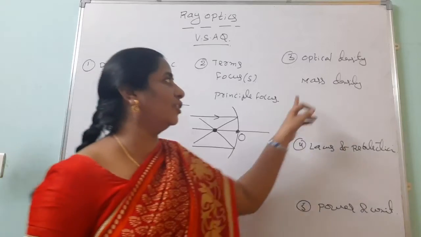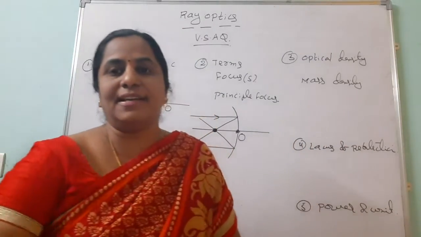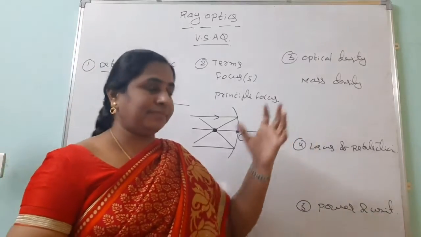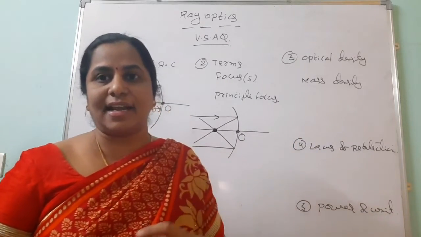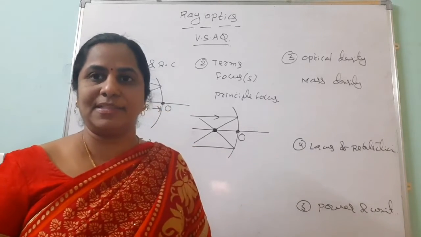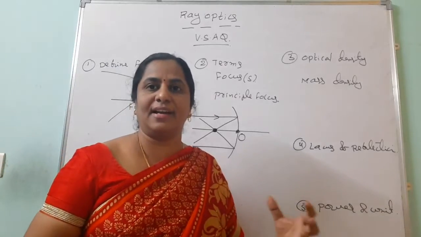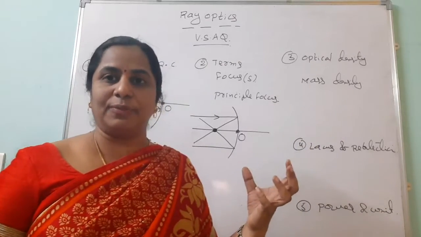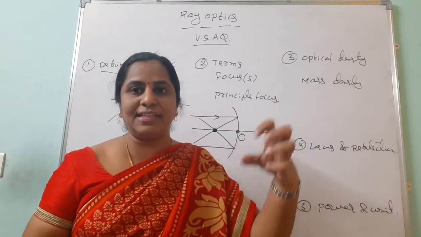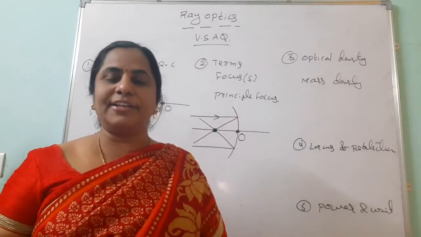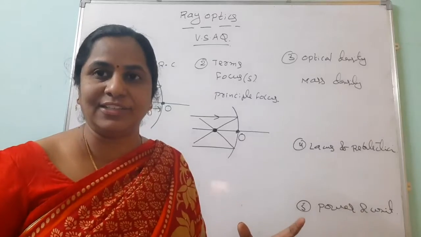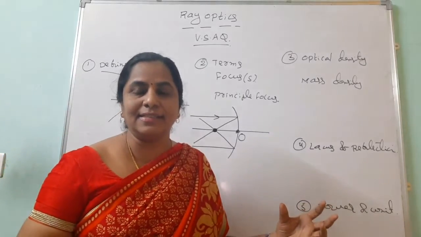Then our third very short answer question is, what is optical density and what is mass density? What is optical density? See, we are taking air. When light travels in air, its velocity is 3 into 10 to the power of 8 meters per second. When it goes through water or glass, the density is more. Whenever it propagates through any other medium, its velocity reduces because of the nature of the material.